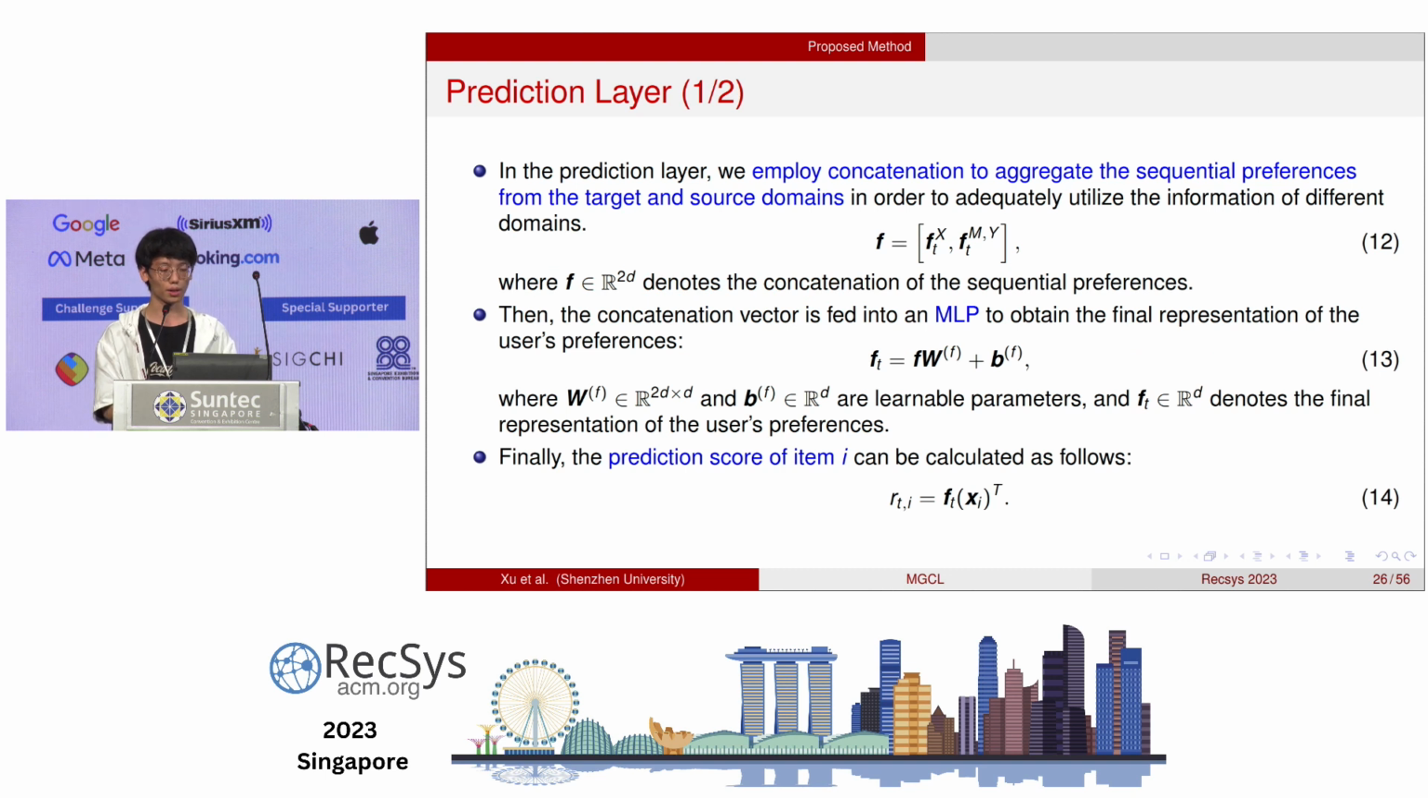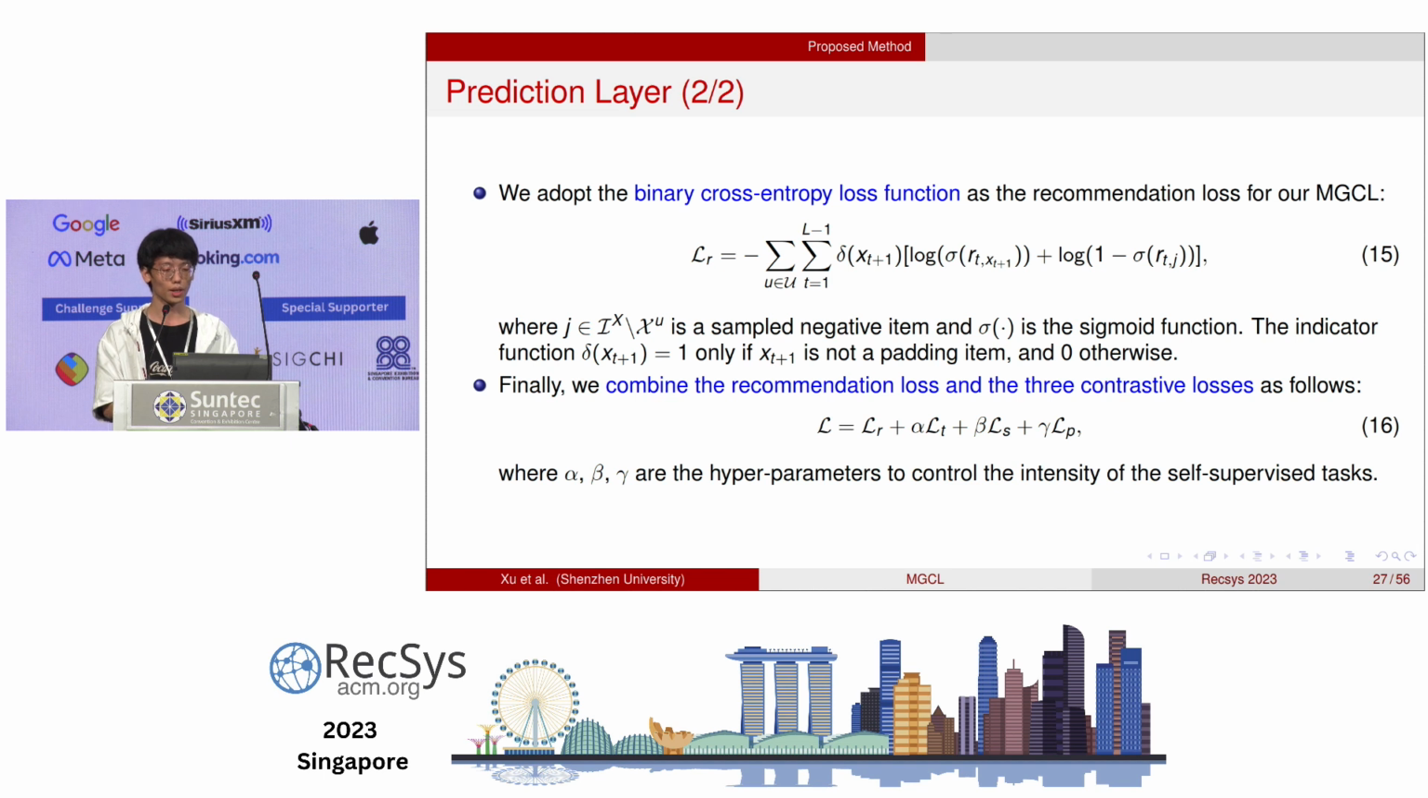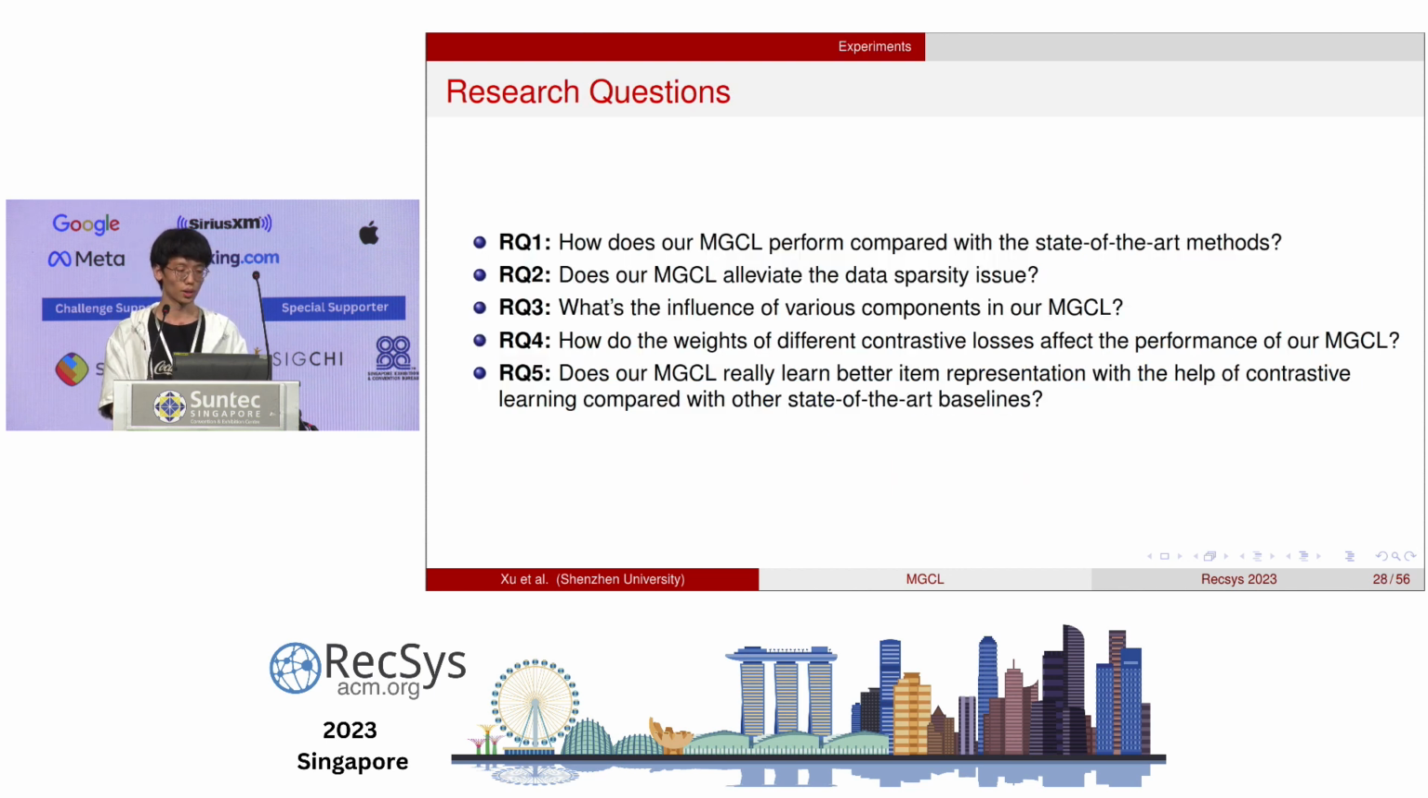In the prediction layer, we import concatenation to aggregate the sequential preferences from different domains. And the final training loss of our MGCL can be calculated as follows. In the experiment section, we studied the following five research questions.